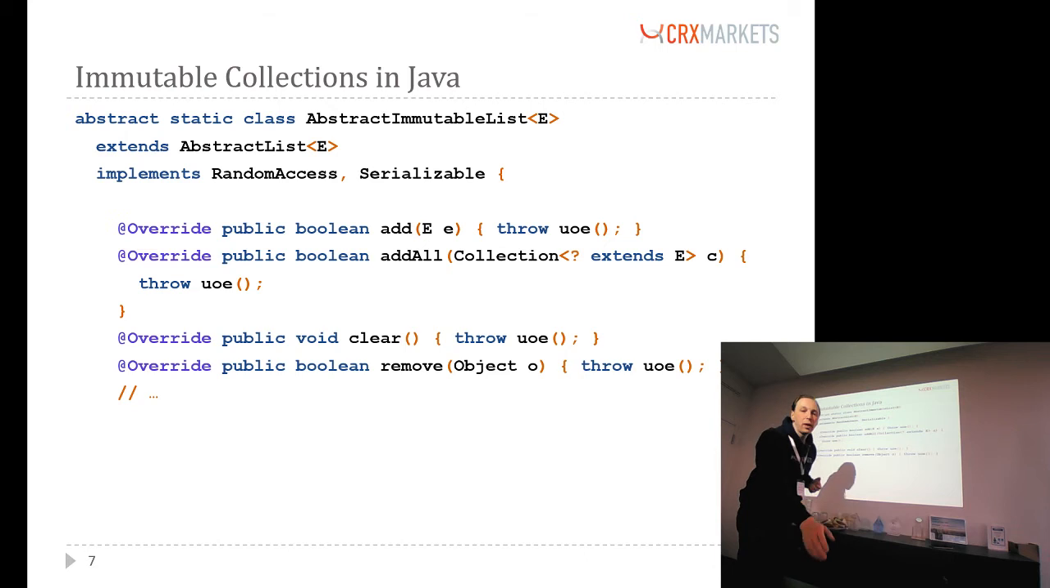If you look at the implementation of an immutable list in Java, which can be created using Collections.immutableList, you will see that all these methods actually exist there, but they just throw an unsupported operation exception. So again, for Java, there's no way of knowing that this list is immutable, in fact.